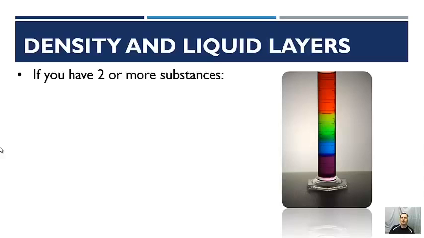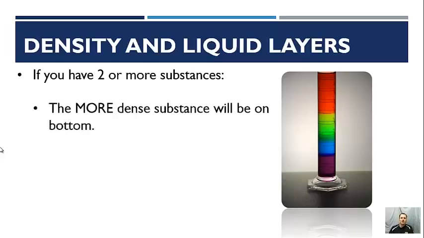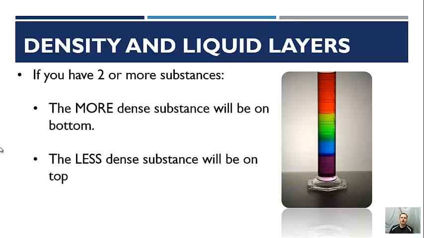Now, we can have the same thing happen if we have multiple layers of liquid. If you have two or more substances, what you'll see is that once again, the more dense substances will be in the bottom, and the less dense substances will be on the top, and you get this pretty density column. This is done with colored liquids of different densities, but we'll do a similar thing to it in class.